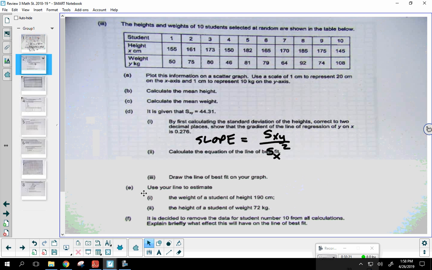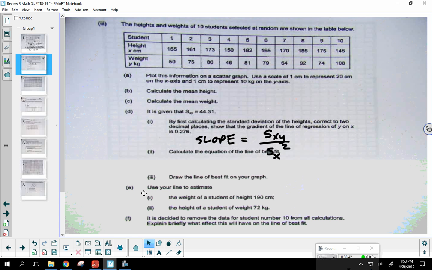So let's take a look at this one. It moves from a chi-squared to a correlation coefficient regression problem. The heights and weights of 10 students selected at random are shown in the table below. Plot this information on a scatter graph. Use a scale of 1 to 20 centimeters. Well, we don't worry about that. We'll do that in a second.